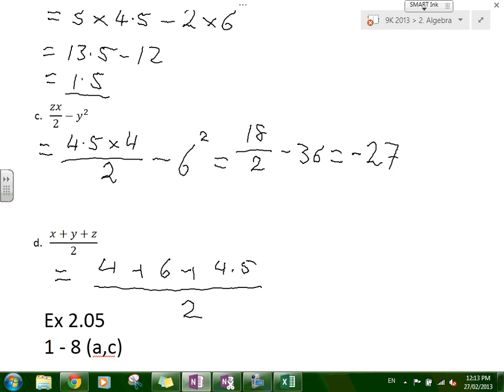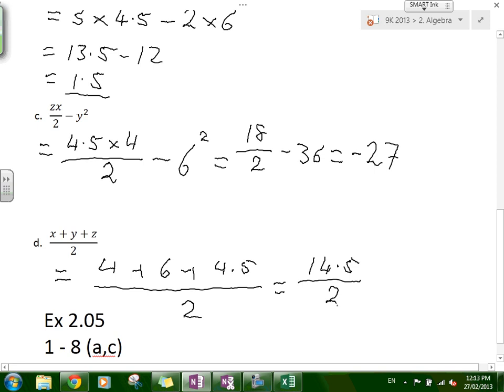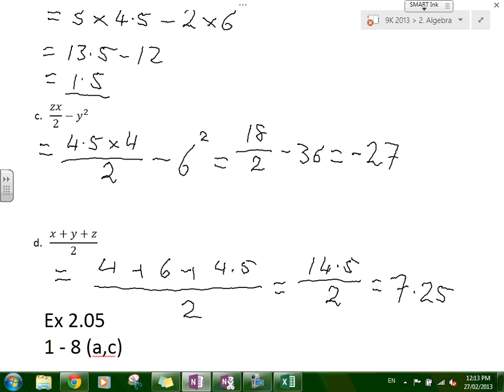4 plus 6 is 10. Plus 4.5 is 14.5. So that's 14.5 over 2. It is 7.25. Okay, so those are the examples. You're taking the value that you're given and then you substitute it in instead of that variable. And then you work out and do the calculations. Alright, so exercise 2.05.